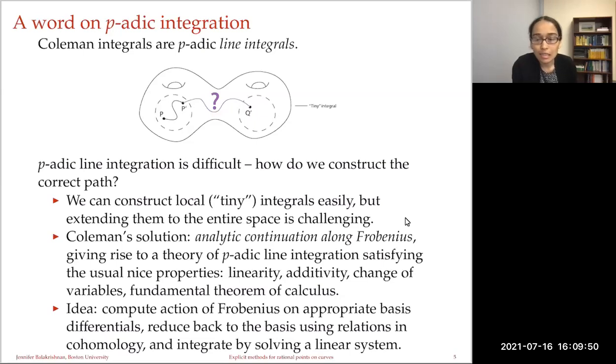And the main idea is to compute the action of Frobenius on the differential that you're interested in integrating, or maybe a collection of basis differentials, and then reduce back to this basis using some relations in cohomology, and then integrate by doing some linear algebra. And I will say more about how this gets carried out in practice.